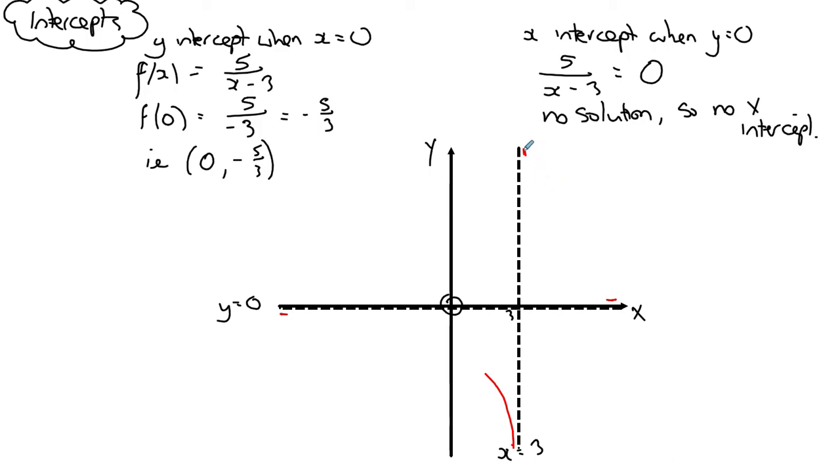There's no stationary points, so it's just going to curve down like that. If my graph was bigger than that, then it would start to flatten out a little bit. So the idea is I've got an asymptote like that.